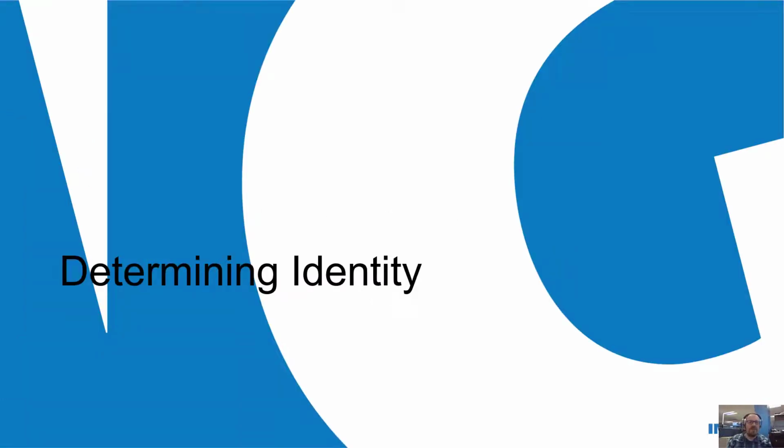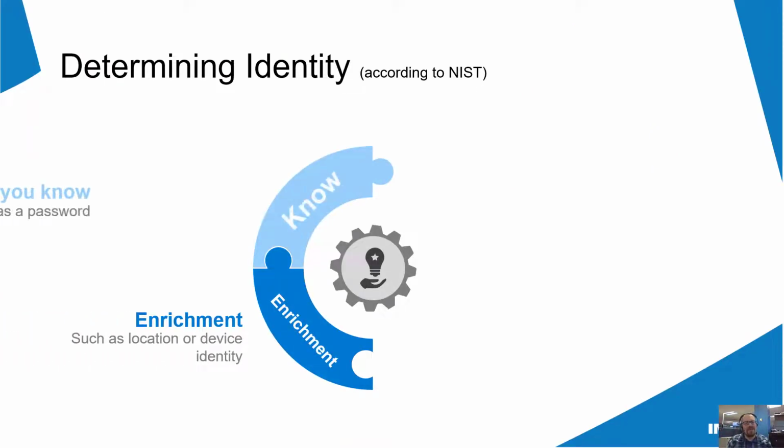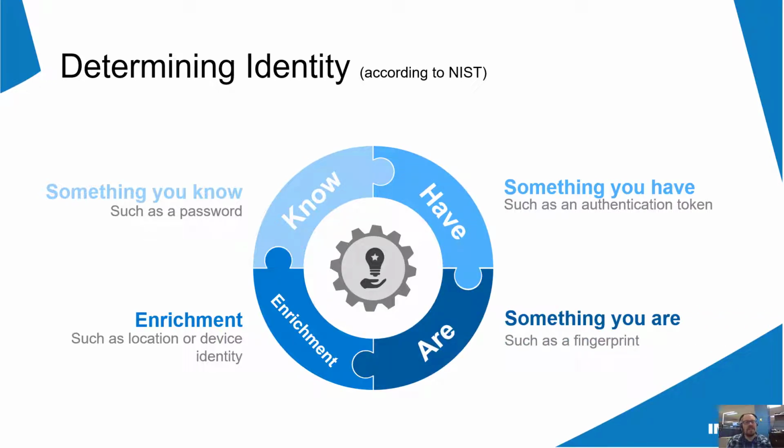So since we're talking about identity, before we know anything else, we need to know what it's like to determine identity. And according to NIST, there's four different factors, three factors and an enrichment, you can use to determine identity. The three factors that can be used for multi-factor are something you know, like a password, something you have, such as an authentication token, an app on a phone, something like that, and something you are, such as a fingerprint, a face ID, things along those lines that are more immutable.